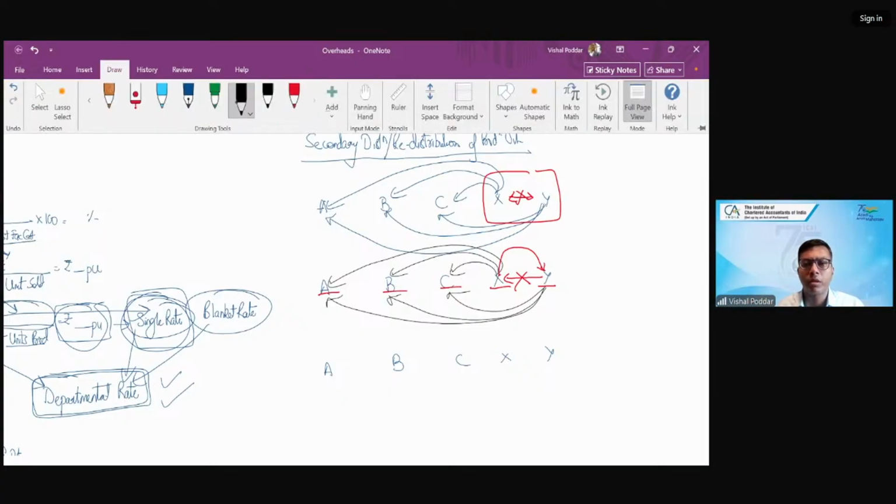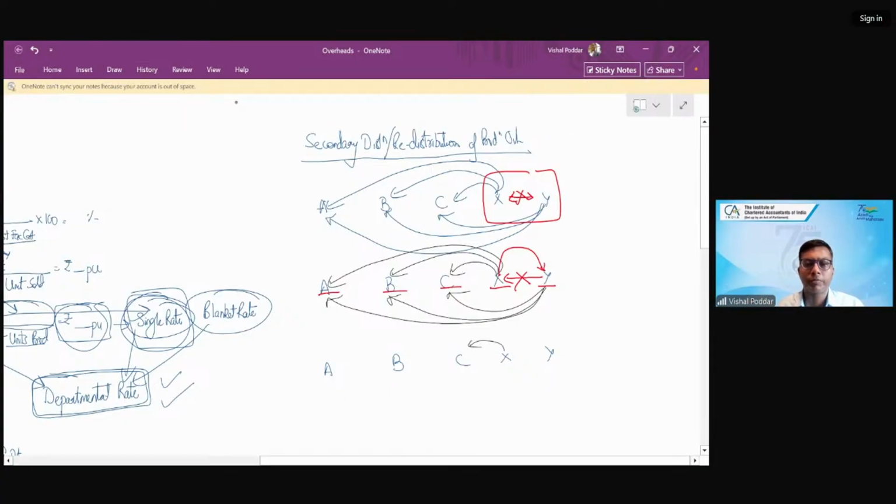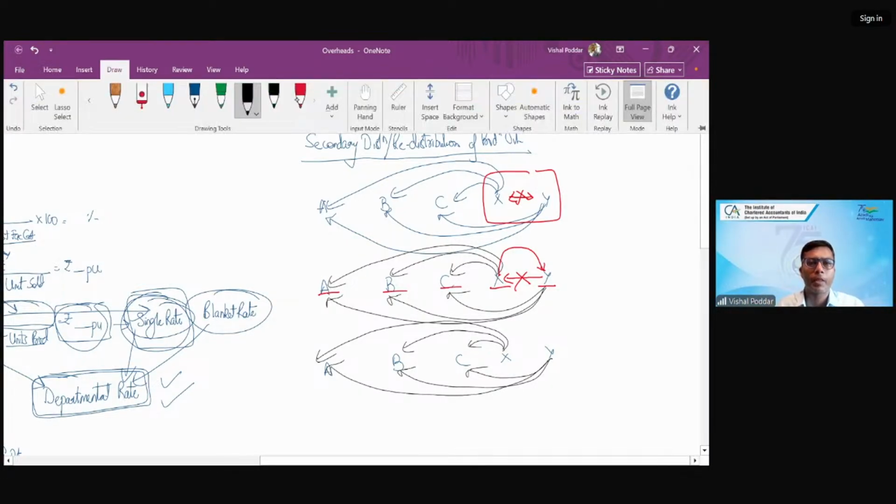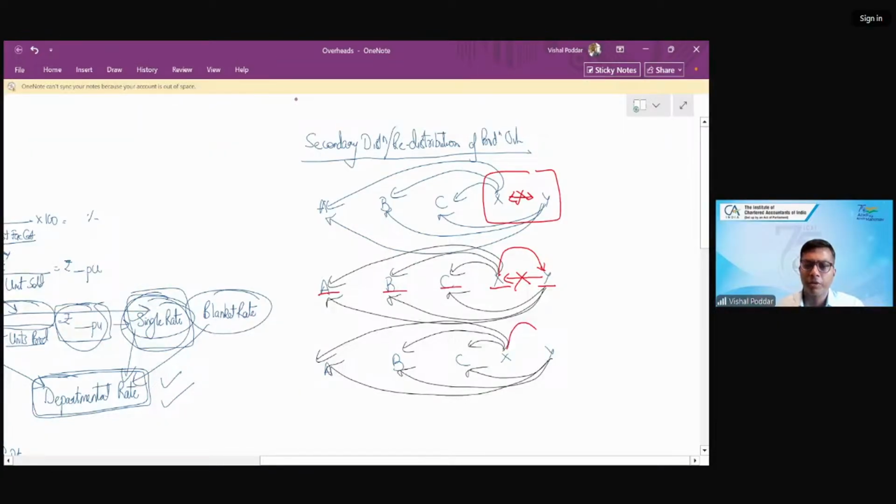And then comes the third possibility. I'm sure by now you would have identified what would be this third possibility. So the third possibility is X is giving service to Y and Y is also giving service to X. So here both are providing services to one another.